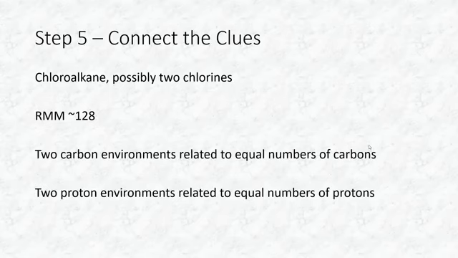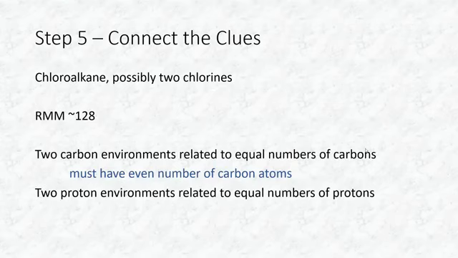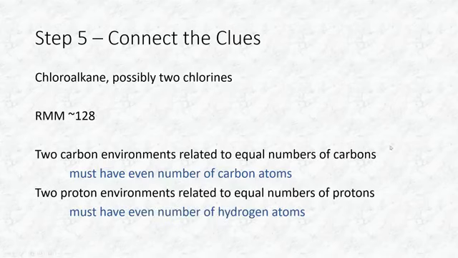Well, 2 carbon environments. So we must have an even number of carbons, because if we have 1 carbon in each of those environments, we have 2 carbons. If we have 2 carbons in each of those environments, we have 4 carbons, and so on. We can make a similar conclusion about the protons, because if we have an equal number of protons in 2 different environments, then we have either 2, 4, 6, 8, 10, 12, or so on hydrogen atoms in our molecule. And because of the way the spectra are, we know that the compound must be symmetrical.